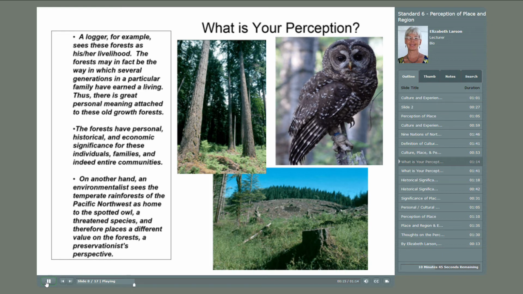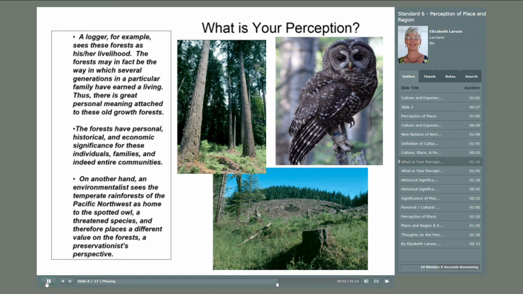Different stakeholders and different residents of this region will have different views and different perspectives when they look at these photographs. A logger, for example, sees these forests as his or her livelihood. The forests may in fact be the way in which several generations in any particular family have earned a living. Thus, there is a great personal meaning attached to these old-growth forests. The forests have personal, historic, and economic significance for these individuals, families, and indeed entire communities in the Pacific Northwest.